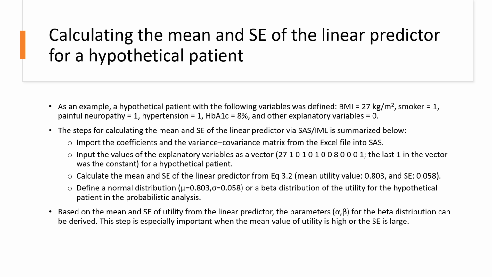We defined a hypothetical patient with the values of these variables. We have summarized the steps of calculating the mean and standard error of the linear predictor via SAS/IML. Step 1. Import the coefficients and the variance-covariance matrix. Step 2. Input the values of the explanatory variables as a vector. And Step 3. Based on equation 9, calculate the mean utility value and the standard error of the linear predictor.